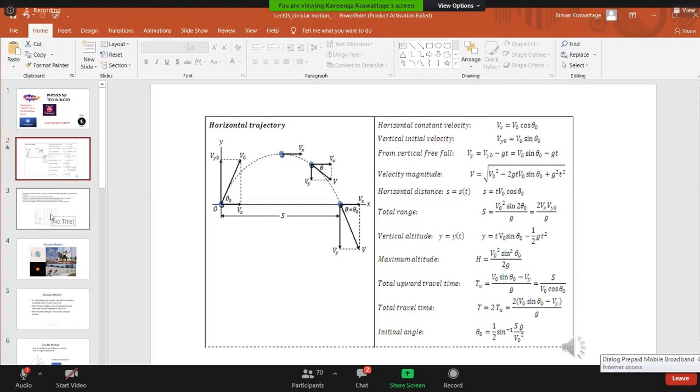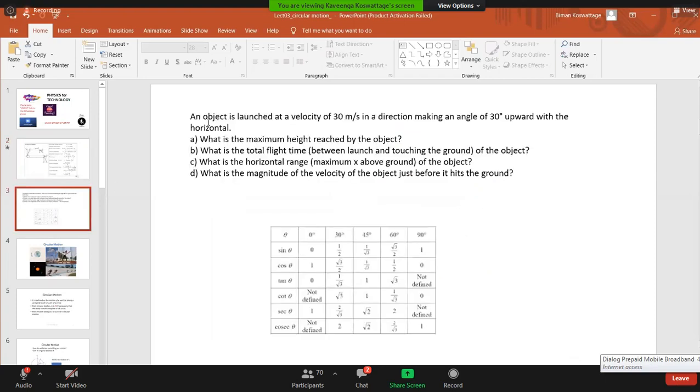And the question is very simple. An object is launched at a velocity of 30 ms^-1 in a direction making an angle of 30 degrees upward with the horizontal. It's really important: it's upward with the horizontal. It means that if you have a horizontal direction like this, and then upward with the horizontal in this direction, we have an angle of 30, and this is a projectile motion. So very simple, right? This is what is happening.